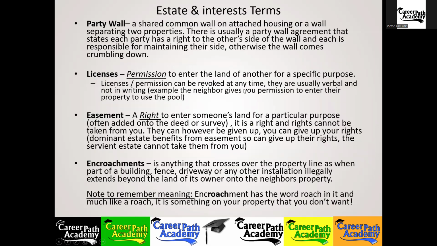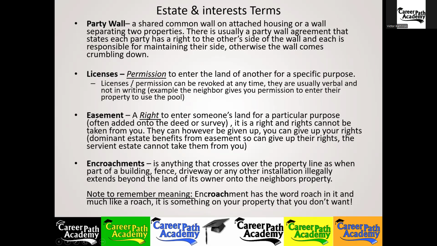So a party wall is a shared common wall and attached housing. Separates the two units. Licenses are permission to enter the land of another for a specific purpose. And then we have easements are rights to enter the land of another for a particular purpose. They could be added to the deed or a survey. It's often in writing, and they can't be taken away from you once it's been established that you have those rights.